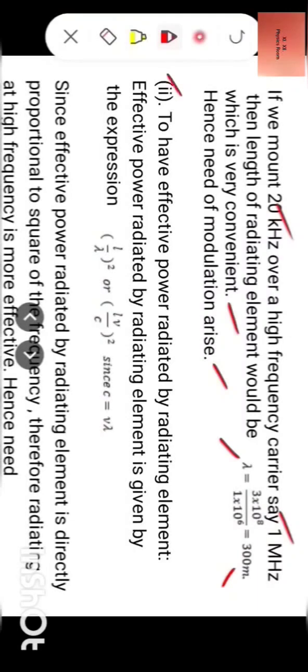Now second, to have effective power radiated by radiating element. Now, effective power radiated by radiating element is given by the expression (L by lambda) whole square, where L is the length of radiating element, or we can say the effective power radiated by radiating element is given by the expression (L into nu by C) whole square. Since C is equal to nu lambda and 1 by lambda would be equal to nu by C.